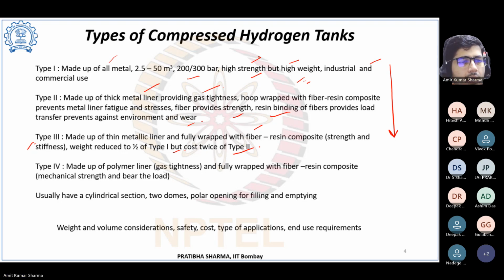Type 4 is made up of polymer liners for gas tightness, and fully wrapped with fiber resin composite for mechanical strength, to bear the load. Tanks usually have a cylindrical section, two domes, and a polar opening for filling and emptying. The considerations are weight and volume, safety, cost, application, and end use requirements. These are the major considerations for these tanks.